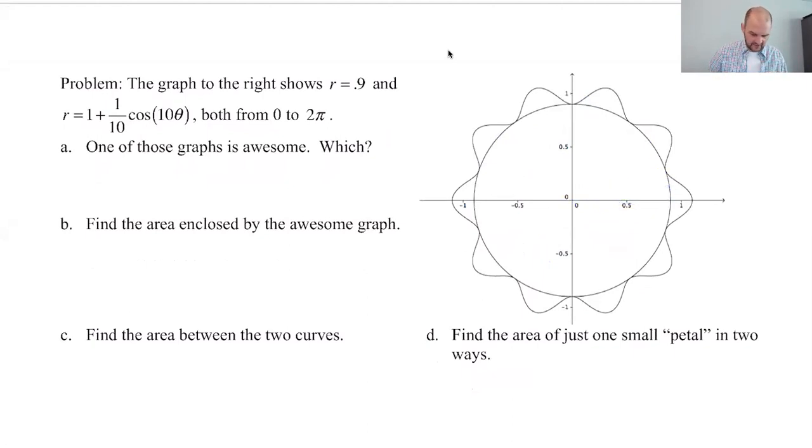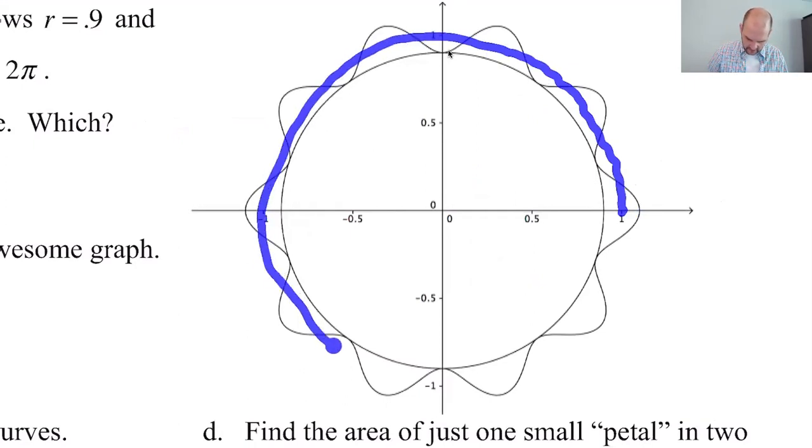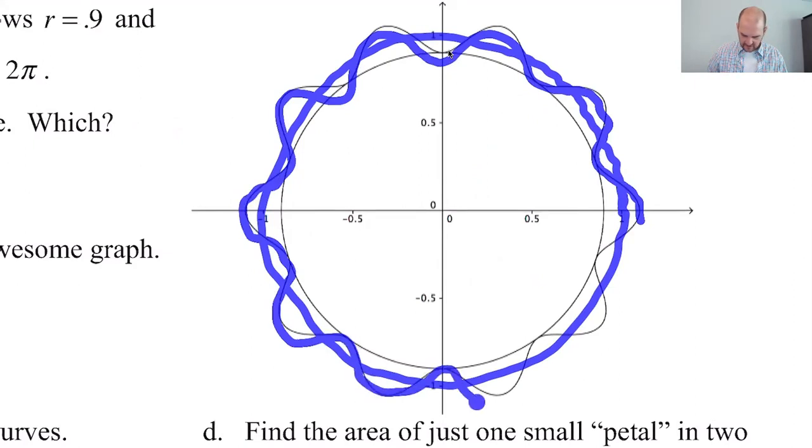We've got the graph of r equals 0.9, which I guess is this inner circle, and then r equals 1 plus 1/10 cosine of 10 theta. I really like that graph. Look at this. It's like a normal cosine curve, right? It starts at a maximum, and then if I draw in r equals 1, which I'm struggling with, but I'm trying, that's like the axis, and then it just keeps doing its cosine thing. But the axis that it's basing its cosine-ishness on is actually the circle r equals 1.